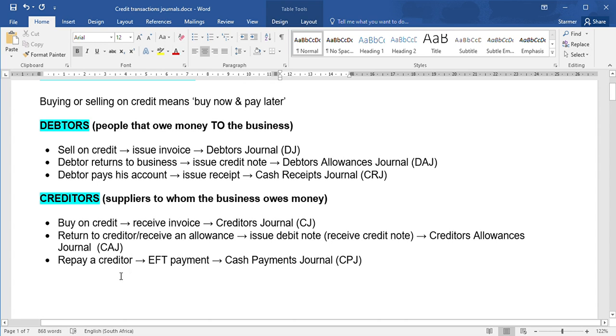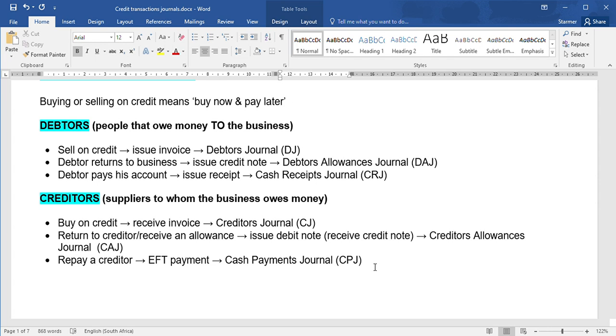At a later stage, we are going to repay creditors. When we repay creditors, we make an EFT payment, and it is only recorded in the Cash Payments Journal at this stage, because it is only at this stage that you are paying back, you're spending money.